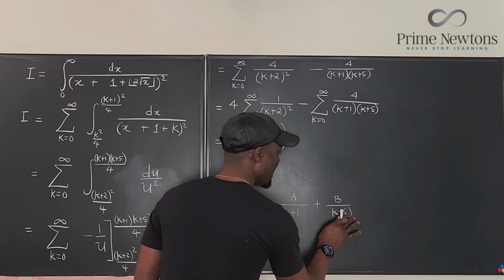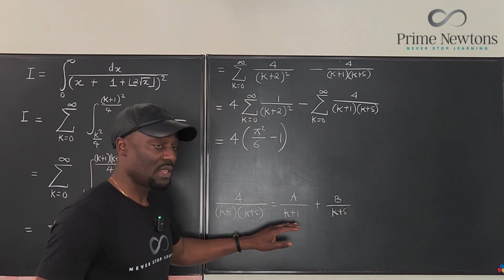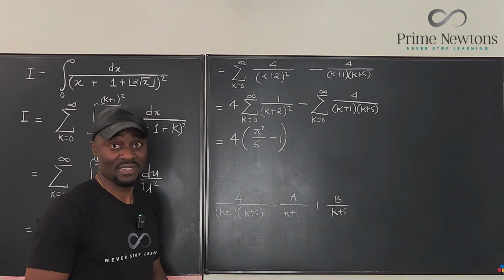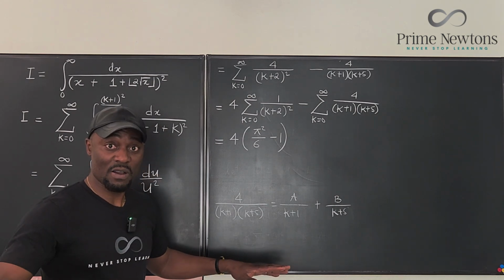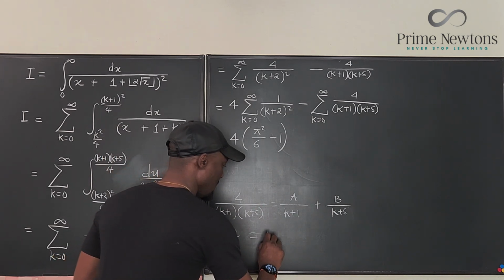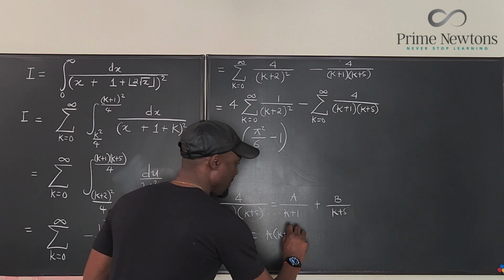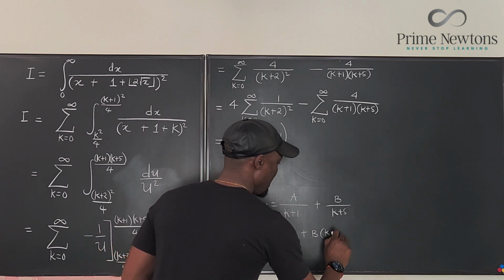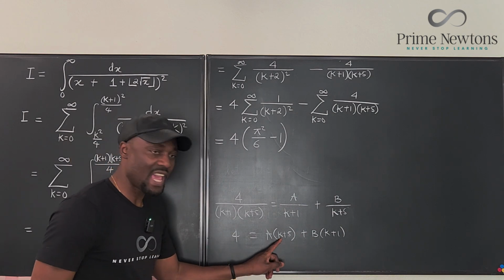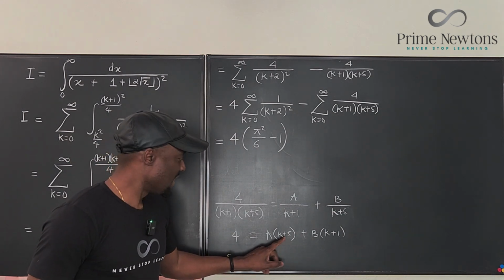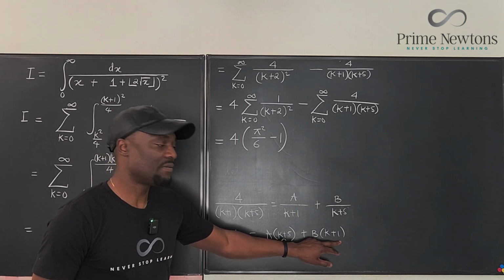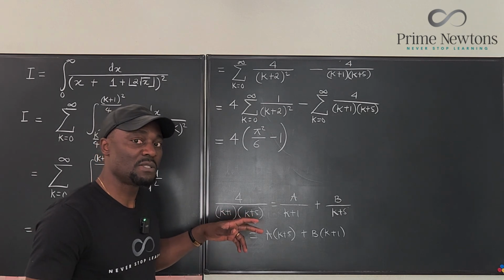This is a good example of when to use the cover-up method, but it looks like maybe we won't use it this time. So let's just let it be. Now, if you multiply, you get 4 equals A times (k plus 5) plus B times (k plus 1). You cross multiply this way and take down the numerator. When k is negative 5, the A term is 0, and the B factor is negative 5 plus 1, which is negative 4. Negative 4B equals 4, so B is minus 1.